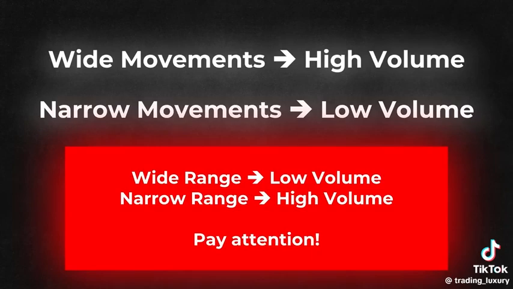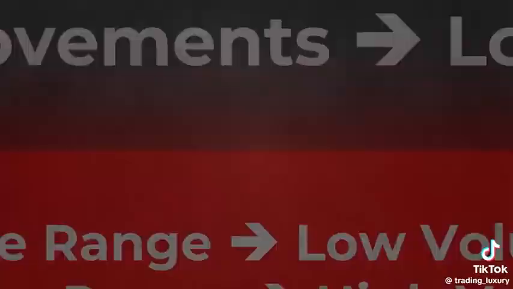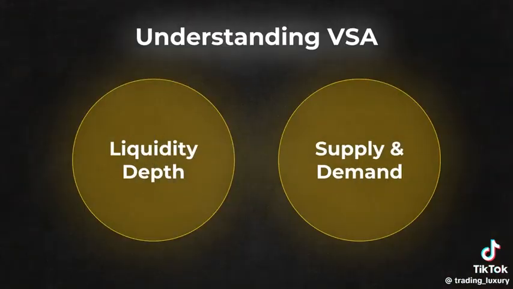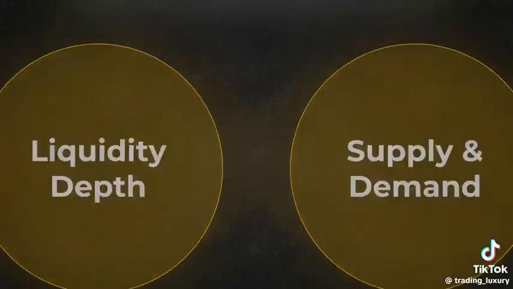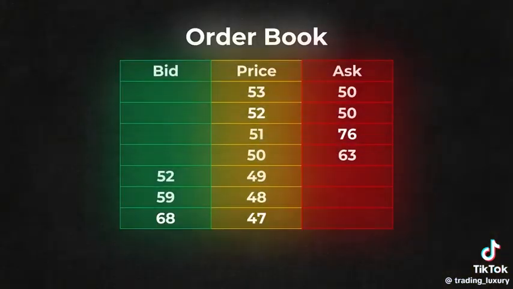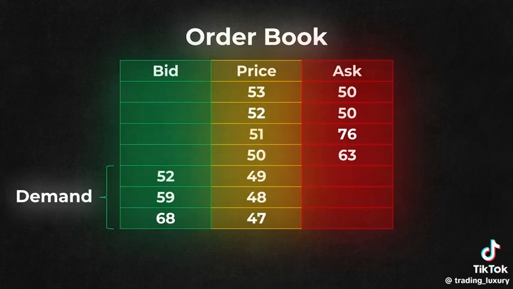The other very important notions we need to truly understand VSA are liquidity depth and supply and demand. In each price level, there is a certain number of buy orders and a certain level of sell orders. It's useful to observe how that works in the order book. The order book has three columns. On the left, we have the bid column, which represents buy orders or demand. In the middle column, we have price, and on the right, we have the ask column, which represents sell orders or supply.